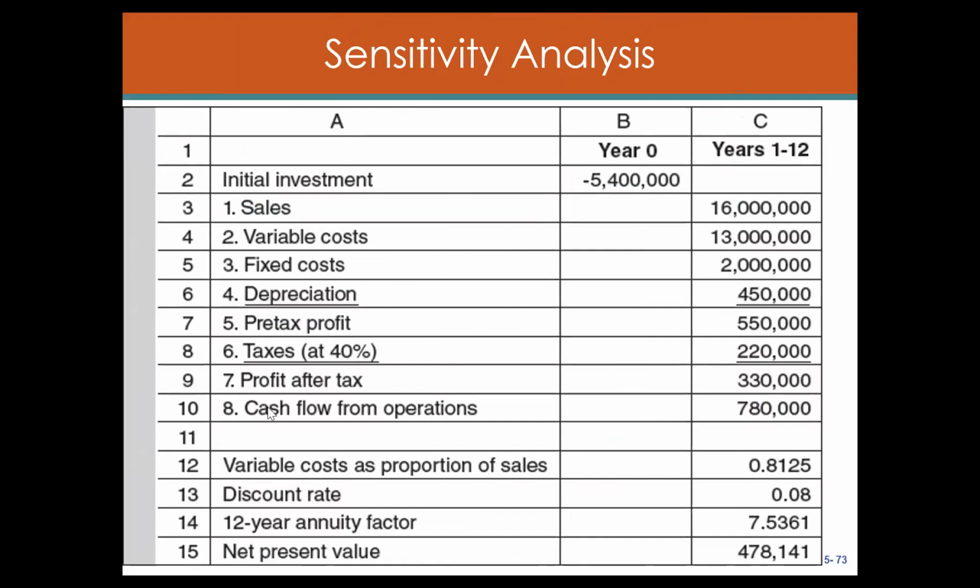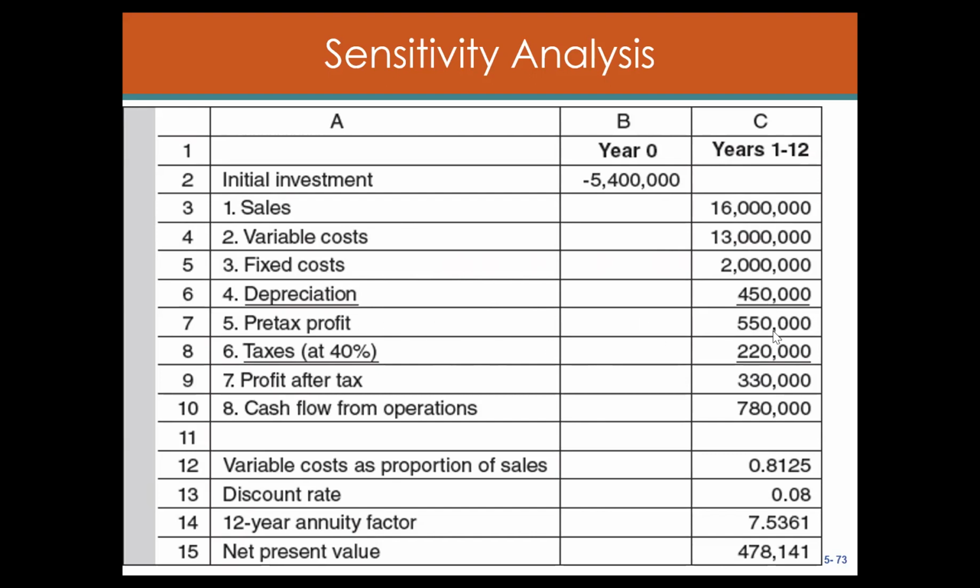There are two scenarios over here, two kinds of projects over here. One is the base project, and the other is, over 12 years you're taking. Year 0, just now you're investing $5,400,000, and years 1 to 12, on an average, this is what you're projecting, right? So my sales you're projecting at 16 million, variable cost 13 million, fixed cost 2 million, depreciation is 450,000.